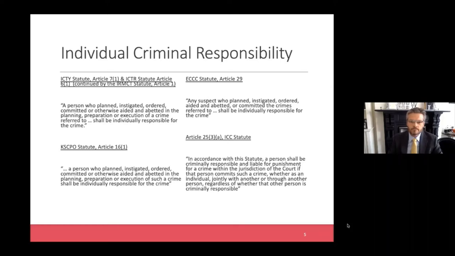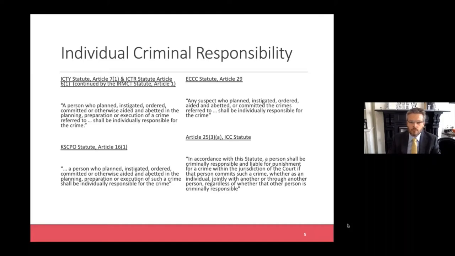That provides, in accordance with this statute, a person shall be criminally responsible and liable for punishment for a crime within the jurisdiction of the court if that person commits such a crime, whether as an individual, jointly with another, or through another, regardless of whether that other person is criminally responsible.